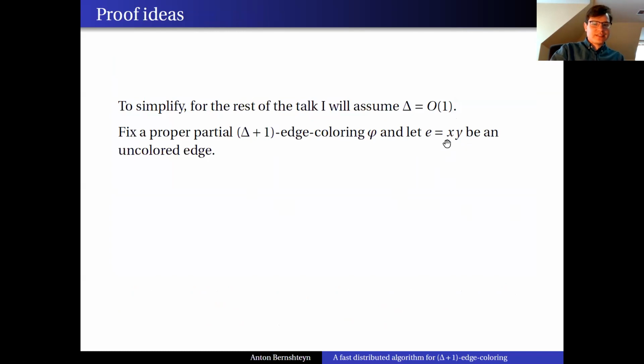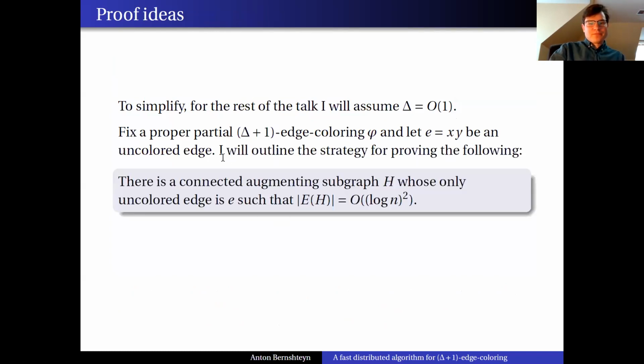and an uncolored edge e with endpoints, say, x and y. Instead of sketching the proof of the whole theorem, I'll outline the strategy for proving the following simpler statement: that for this particular edge, there is an augmenting subgraph whose only uncolored edge is e with at most O(log² n) edges, where this O may depend on Δ. Of course, it's just finding one small augmenting subgraph, but the same ideas can allow you to do many of them at once. So really, this is the core of the problem.